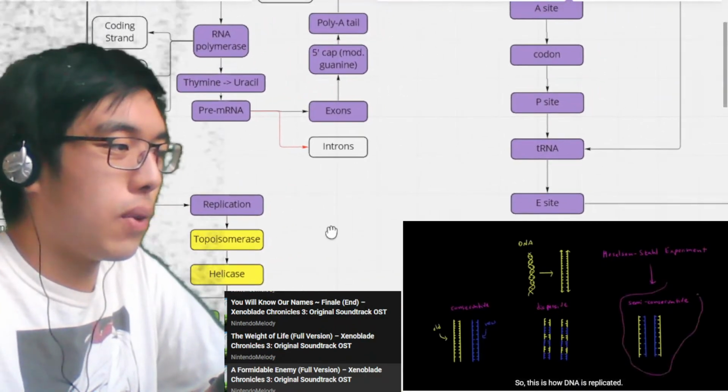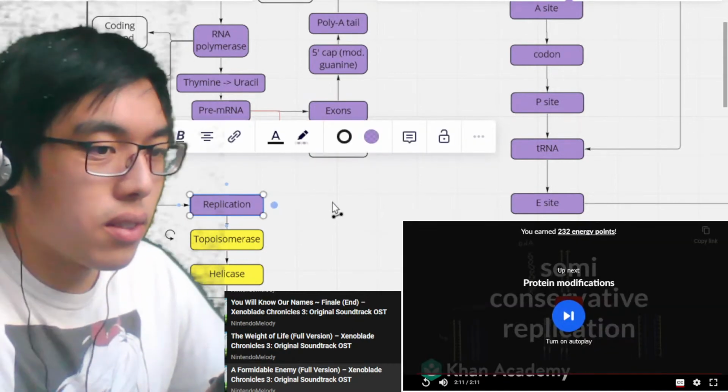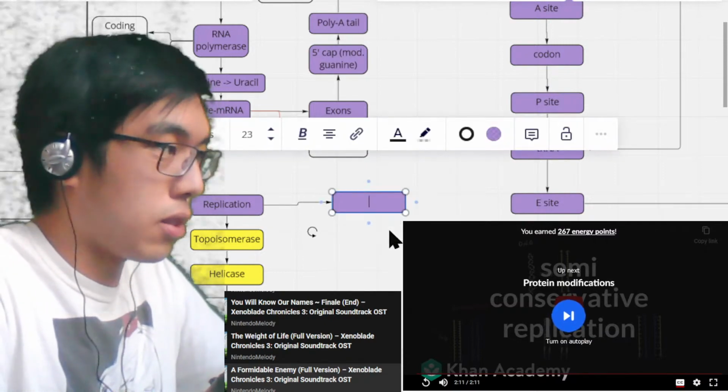So this is how DNA is... What is the point? Okay. Sure. I mean, yes, that's an important concept, but alright. Semi-conservative.